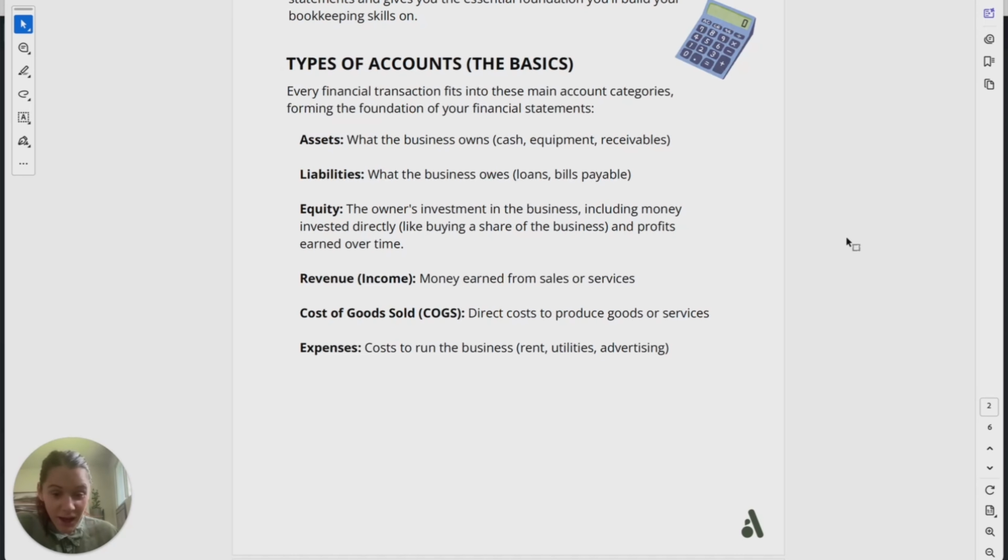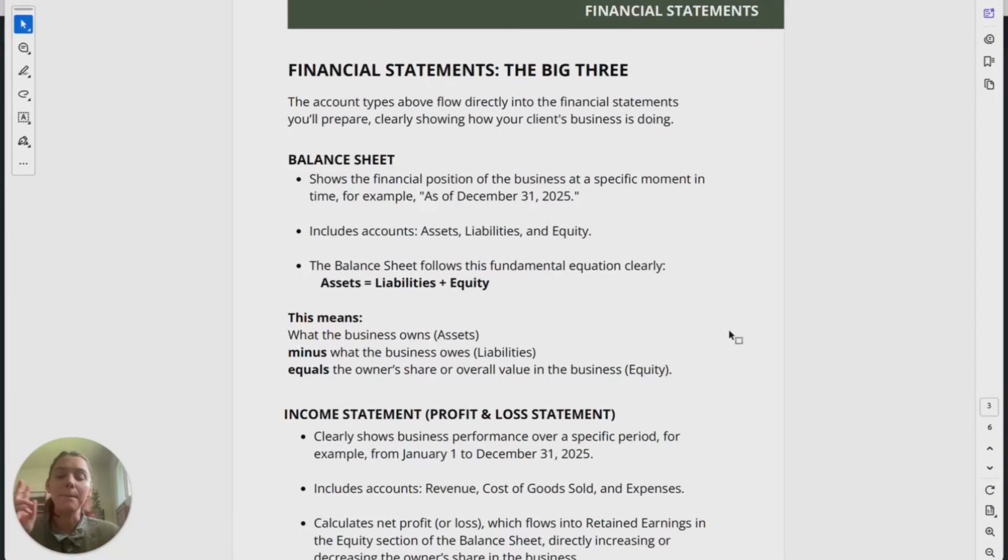We have cost of goods sold accounts. Those are direct costs to produce a good or service. And we have expense accounts. So costs to run the business, like rent, utilities, advertising. So there's three main financial statements that we tend to look at when we are showing financials to clients or looking at financial information.